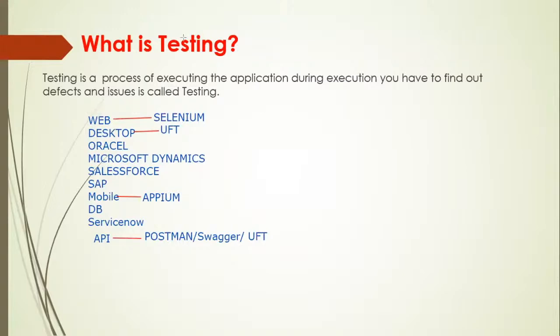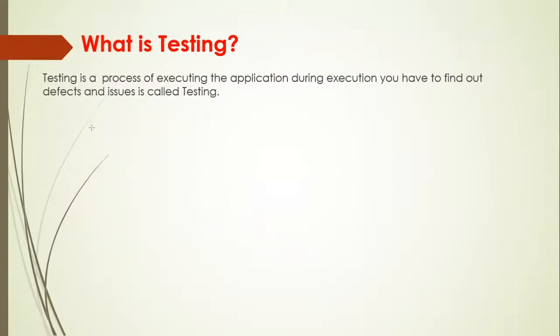Nowadays, for web applications, we are using the Selenium automation tool. For desktop applications, we are using the UFT automation tool. For mobile applications, we are using Appium. And for APIs, we are using Postman, Swagger and UFT. So instead of using these many automation tools for the projects, we have clubbed all these projects together into one automation tool. What is that automation tool's name? TOSCA. Did it clear? It is a scriptless automation tool, team. No need to learn any coding here.